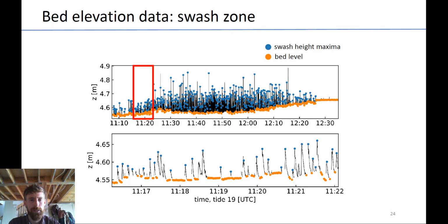So here are some sample data from one of the range sensors. Here in the top plot we have an elevation time series in black, and I've extracted maxima in swash height, which are shown in blue, as well as a bed level signal shown in orange, and this is what we're really interested in here. And in the bottom I've just zoomed in on this rectangle here, and you can see that we are resolving changes in bed level in between instances of run-up, which again is what we're interested in.